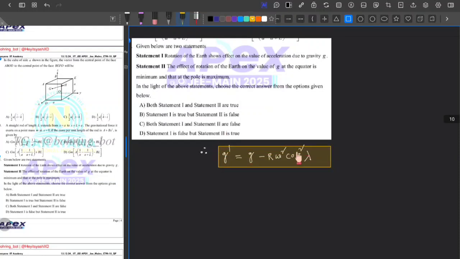For example, at the equator this theta will be equal to 0. At the equator that theta will be equal to 0. Let me draw that diagram also. Let's say this is Earth.